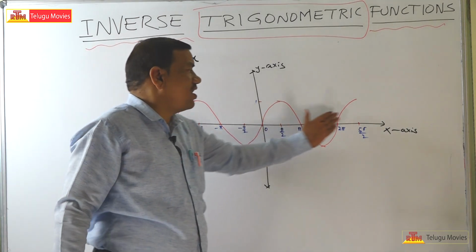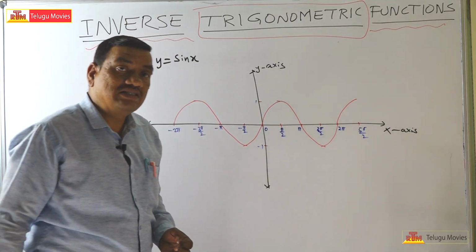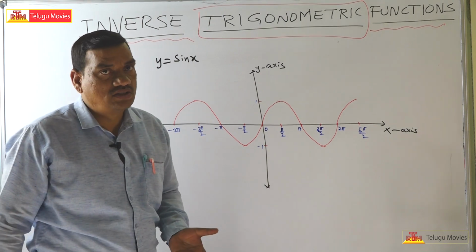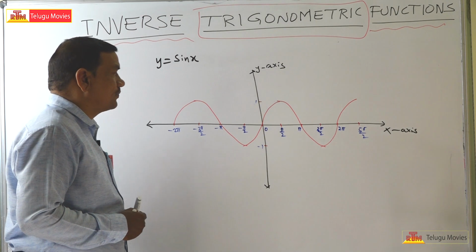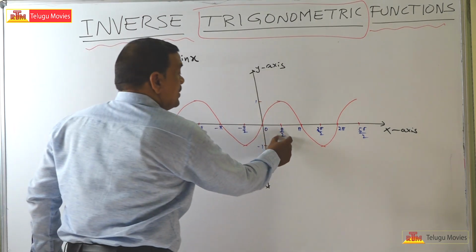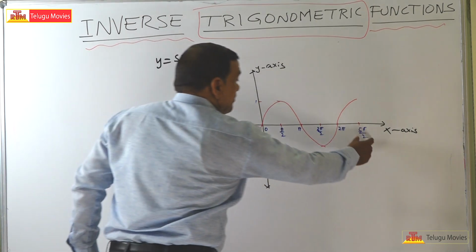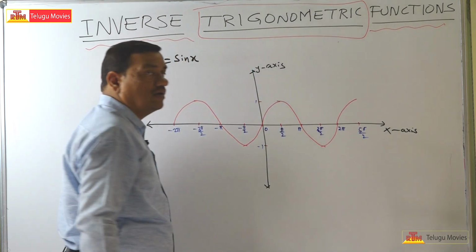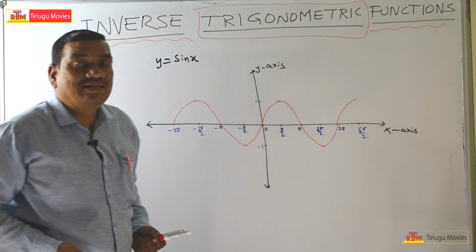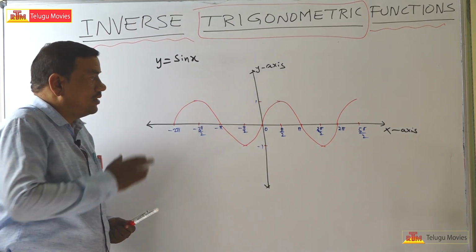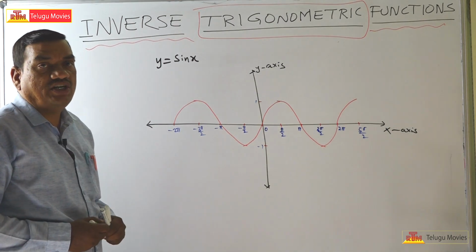So, if you draw a horizontal line, it cuts the graph more than once. Therefore, it is not a bijection. All those things we know. Why? Because for pi by 2 the value is 1, and for 5 pi by 2 the value is also 1. Therefore, for both pi by 2 and 5 pi by 2, it is not a one-one function, it is clear.